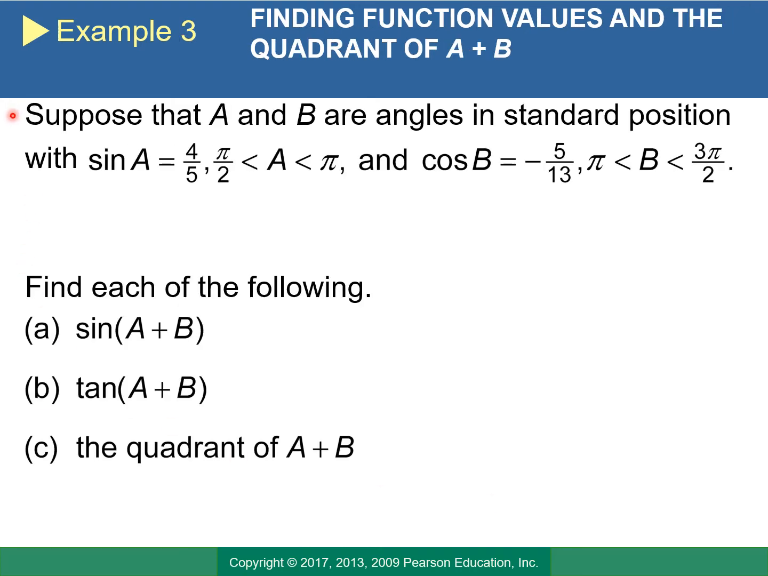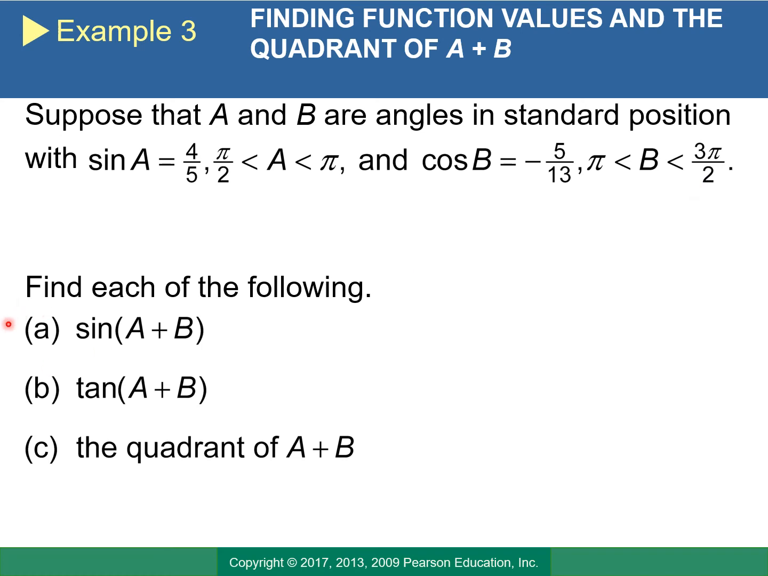In this example, we're going to suppose that A and B are angles in standard position, and we're given some information about sine of A and the angle A, and then cosine B and the angle B. Just a quick reminder, standard position just means that the initial side of your angle is on the x-axis, and the vertex of your angle is at the origin. Sine of A, we're told, is 4 over 5, and A is between pi over 2 and pi. Cosine B is negative 5 over 13, and B is between pi and 3 pi over 2.